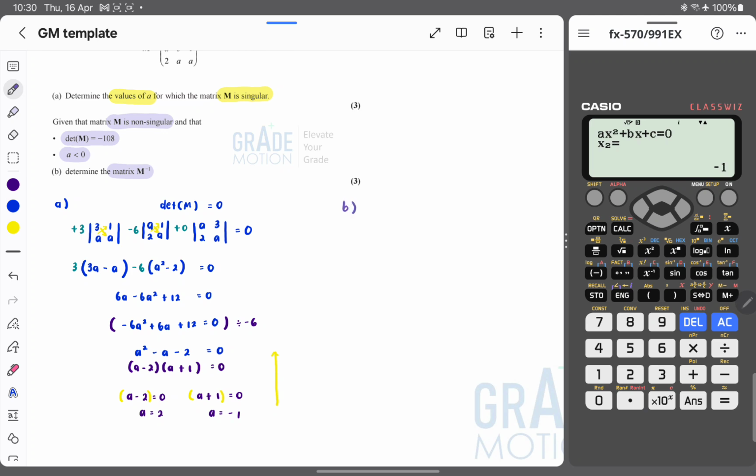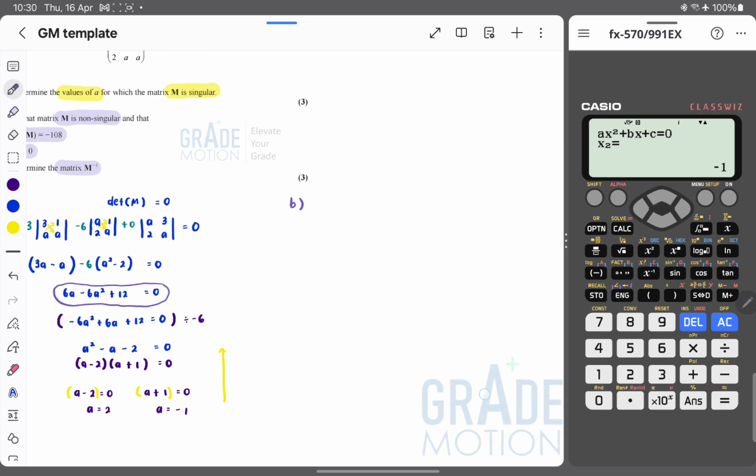Okay, now we know that our determinant is equal to -108. So what we can do is start from here. Determinant of M is equal to -108 instead of 0. So we'll take from this: -6a squared plus 6a plus 12 is equal to -108.